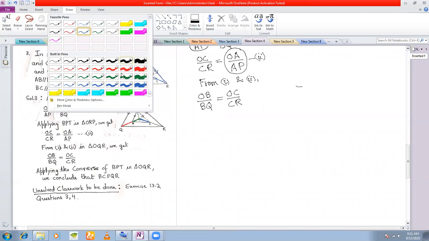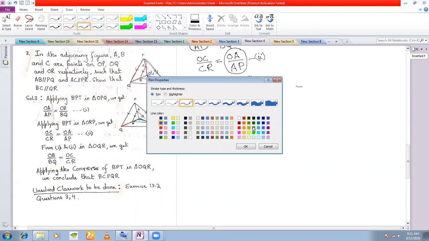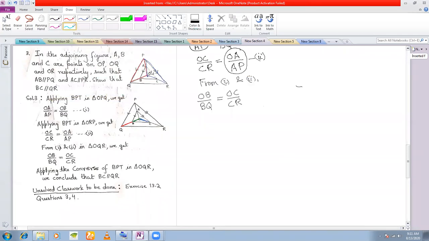I'm running short of colors. See, I have a good color here. So CR here is this. Fine. So what do you see, that in this triangle you have this relation. That means BC must be parallel to QR. That is, this side must be parallel to this side. Why? By the converse of BPT.